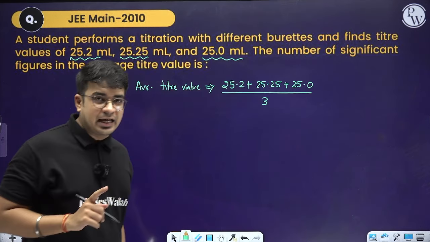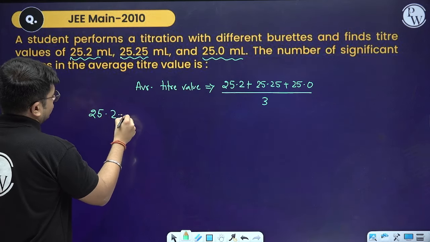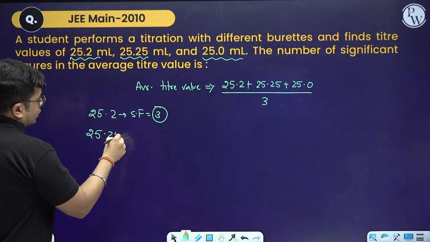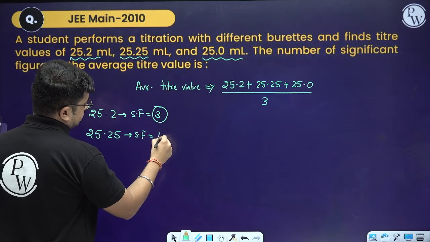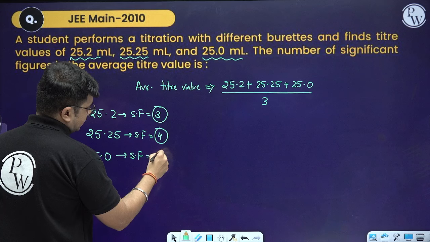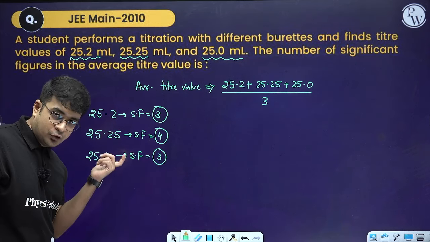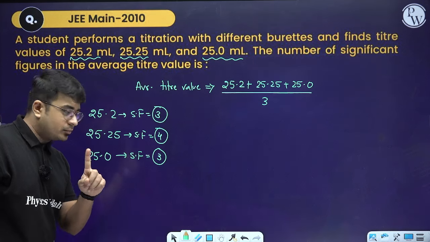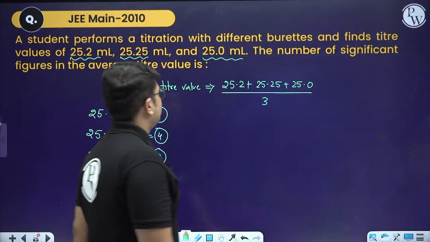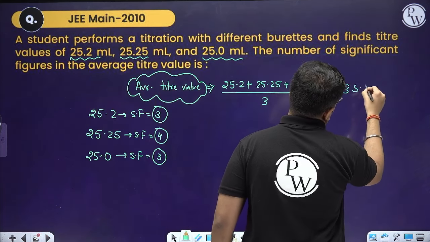Either I can solve this entire part, or in first measurement the value is 25.2. Significant figures in this case are 3. Next part is 25.25. Significant figures in this case are 4. 25.0, significant figures in this case are again 3. So I have to make sure that the final value has only 1 decimal point, because the least decimal points are 1 only. Okay, and significant figures are going to be 3 in this case. So the final average titre value should have only 3 significant figures.